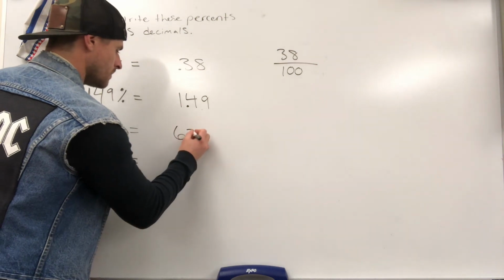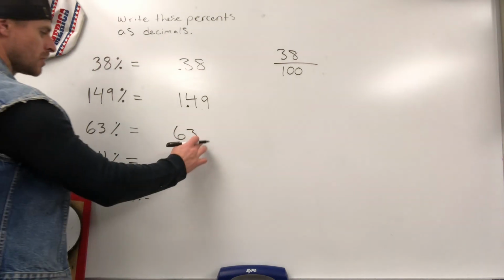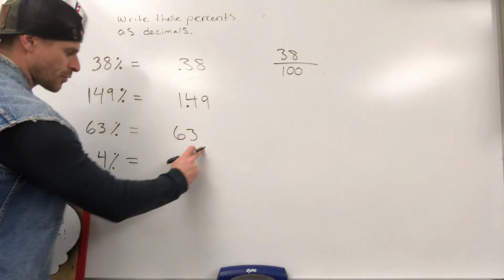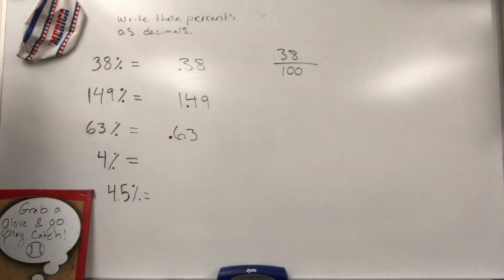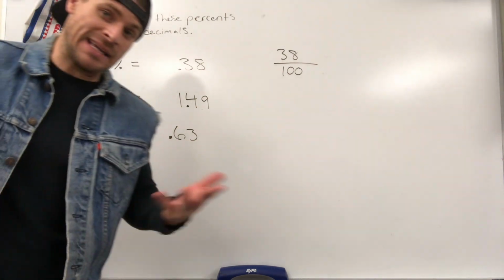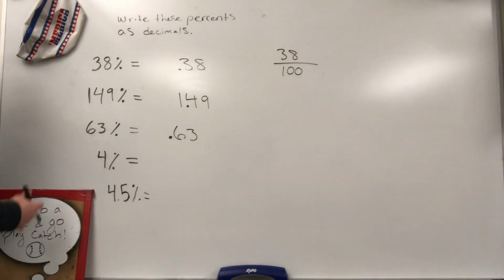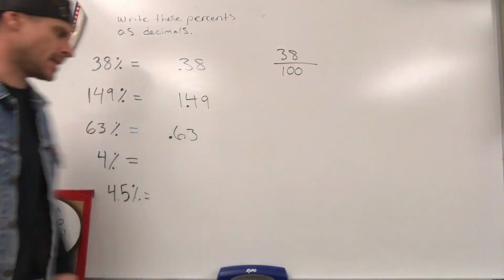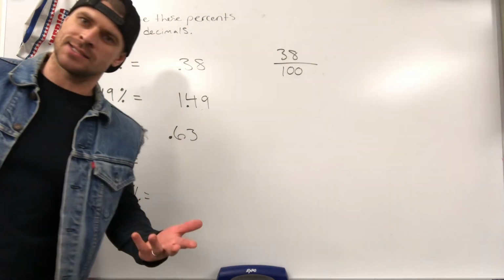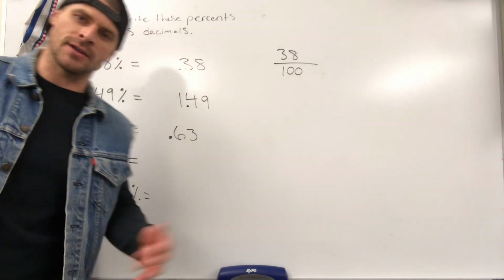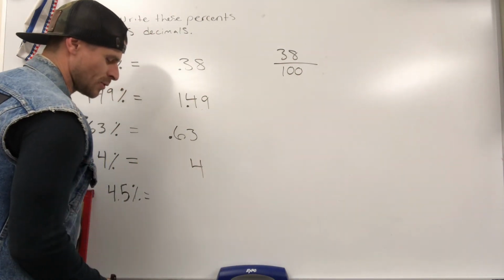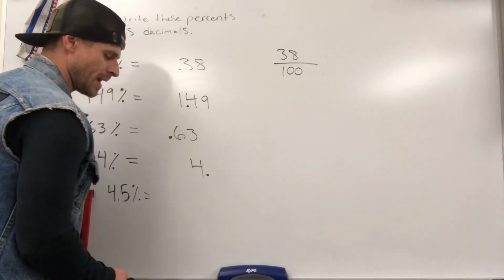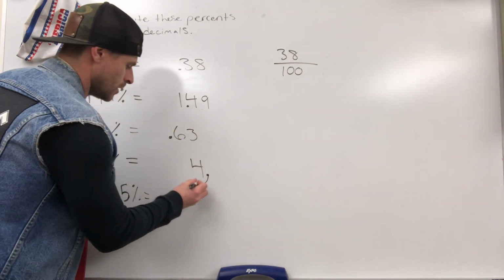63%, I write the number down, 63. It converts by taking the decimal, which would be after the 3, and moving it back to place values. 0.63 or 63 hundredths is the value there. This is where it gets tricky, I guess, and some kids struggle with it. But if we just follow the rule that I taught you, move the decimal back to place values, it's quite simple. What's the number? 4. Put a 4 down. Where's the decimal with 4? Right there. Move it back. How many? 2. 1, 2.